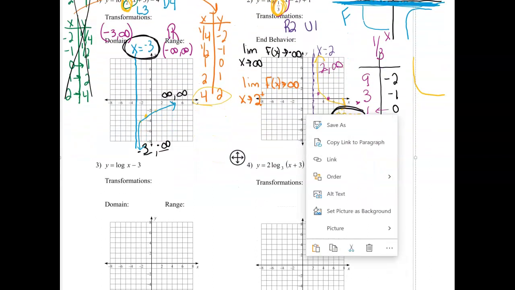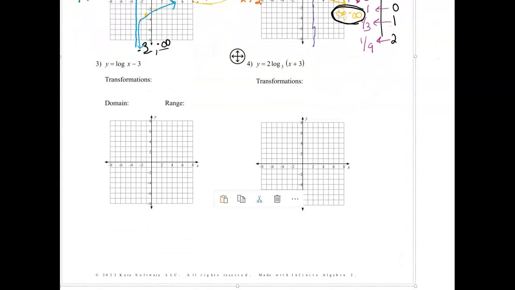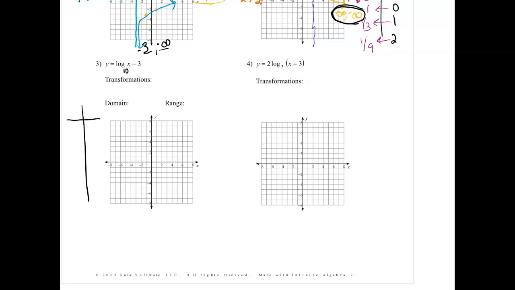All right, let's move to the next one. So 3 seems like it's missing something. It's missing its base. So what I'm going to do is write its understood, invisible 10. And now I'm going to make my table. Again, I will be putting my -2, -1, 0 in on the right side instead. And I will be using this 10 to the x power to help get the other points.